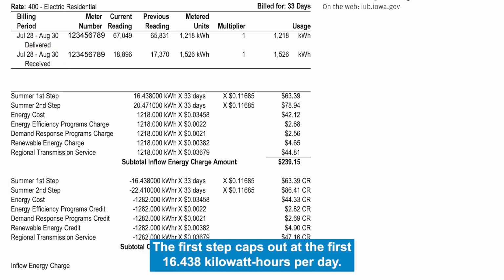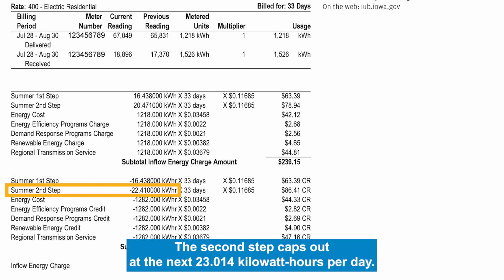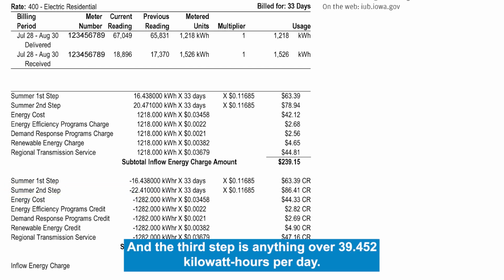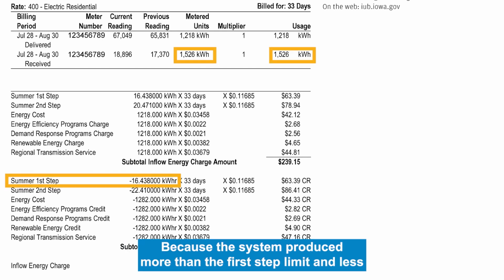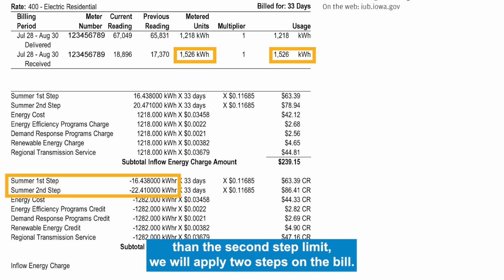The first step caps out at the first 16.438 kilowatt hours per day. The second step caps out at the next 23.014 kilowatt hours per day. And the third step is anything over 39.452 kilowatt hours per day. Because the system produced more than the first step limit and less than the second step limit, we will apply 2 steps on the bill.